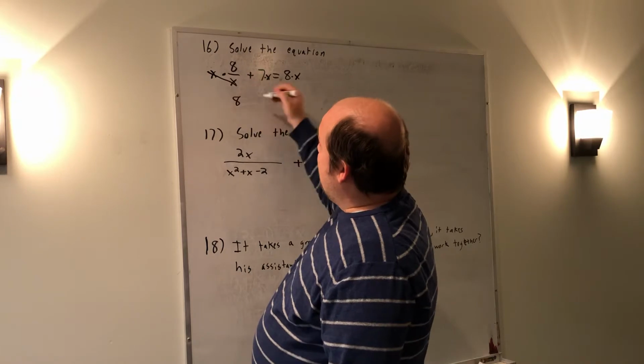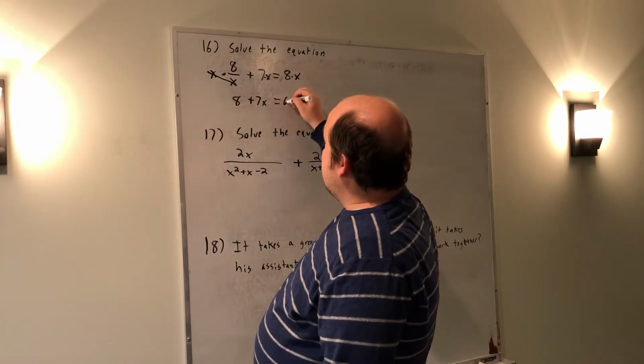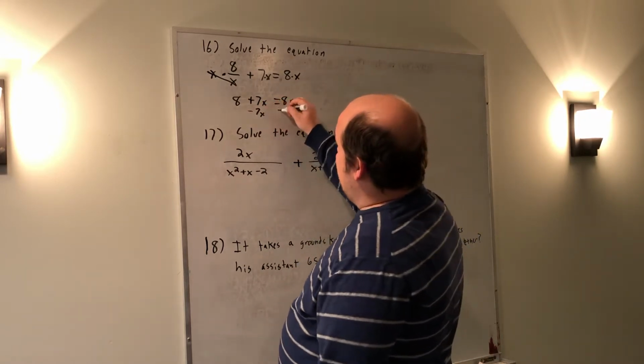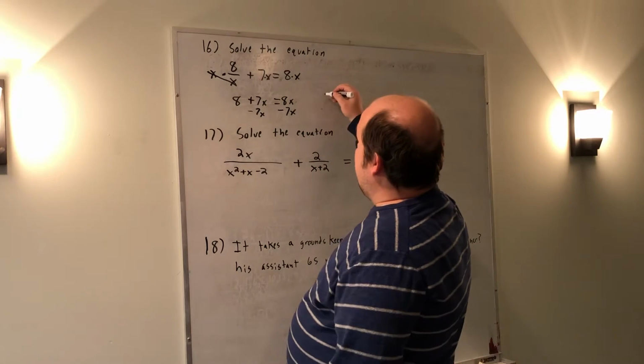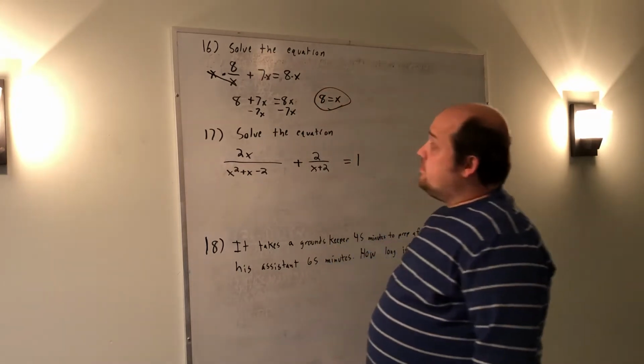These go away, leaving me with 8. 7 times x is 7x. 8 times x is 8x. My last step, I'm going to subtract 7x from both sides. That's going to leave me with 8 equals x, which is the correct answer.